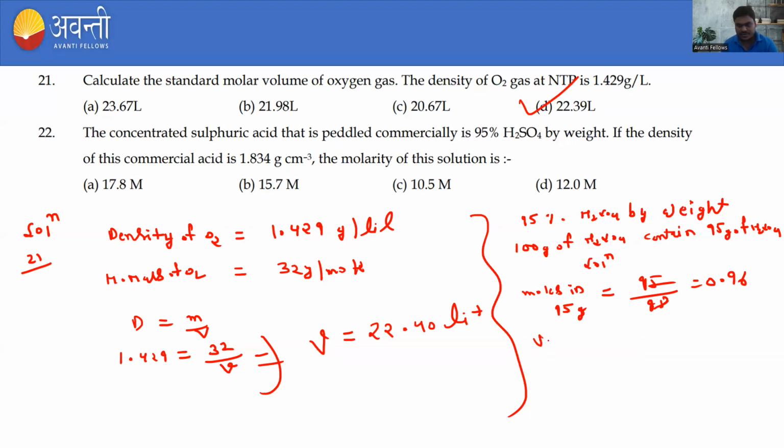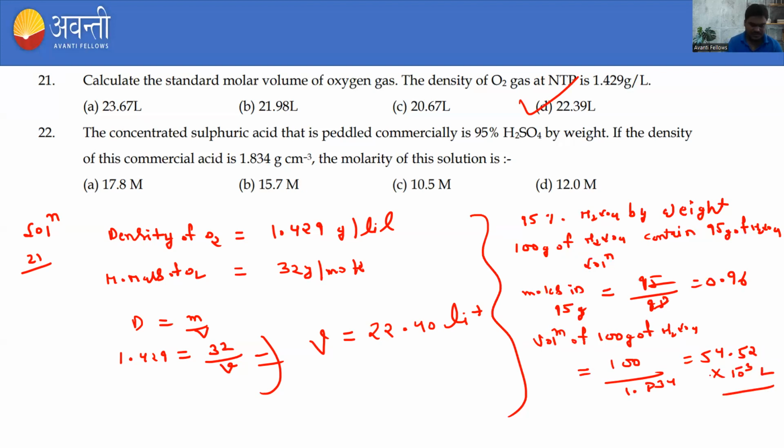Now, volume of 100 gram of H2SO4 is equal to 100 and the density is given, that is 1.834. This comes out to be 54.52 centimeter cube. If you want to convert into liter, then just multiply by 10 raised to the power -3, then it becomes liter. So this is the volume. Now, once you get the volume, you can easily calculate the other values, right?